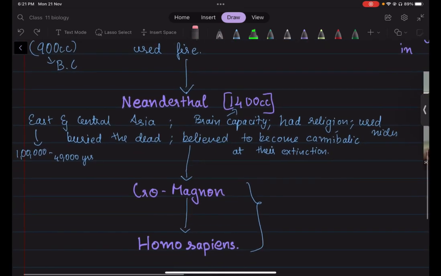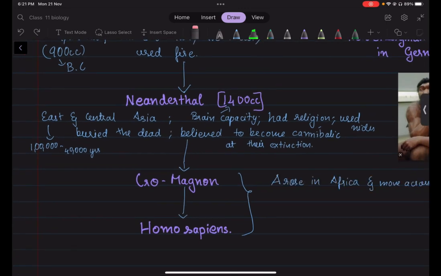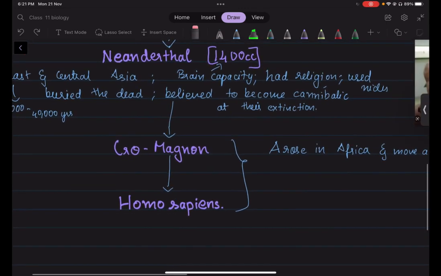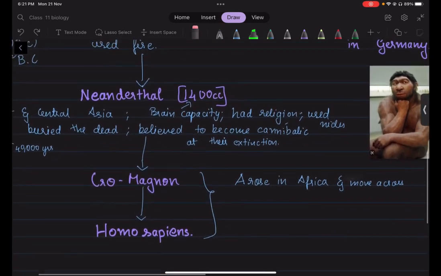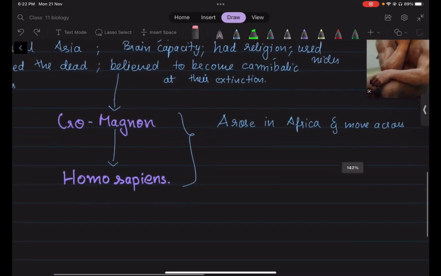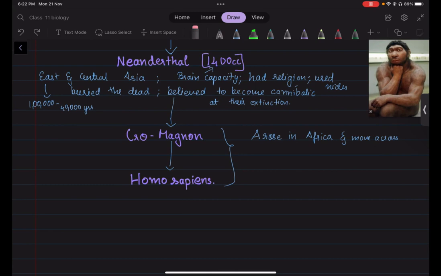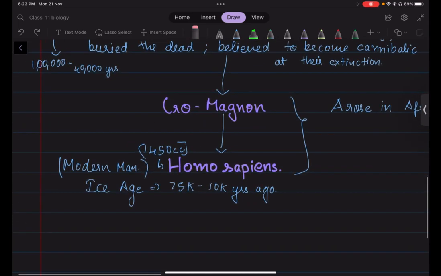After Neanderthals, we have the Cro-Magnon and our Homo sapiens. These are the original complete man-like beings. They arose in Africa and later moved across the other continents. Talking about Homo sapiens, the modern man, he lived from the period 75 to 10,000 years ago during the Ice Age and still continues to be.